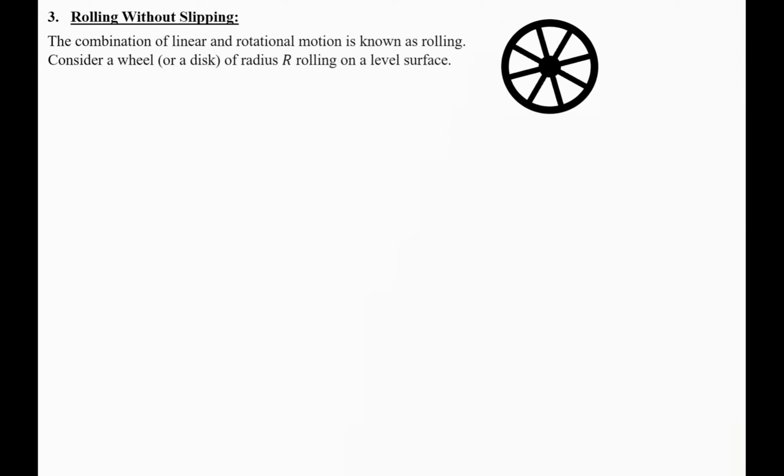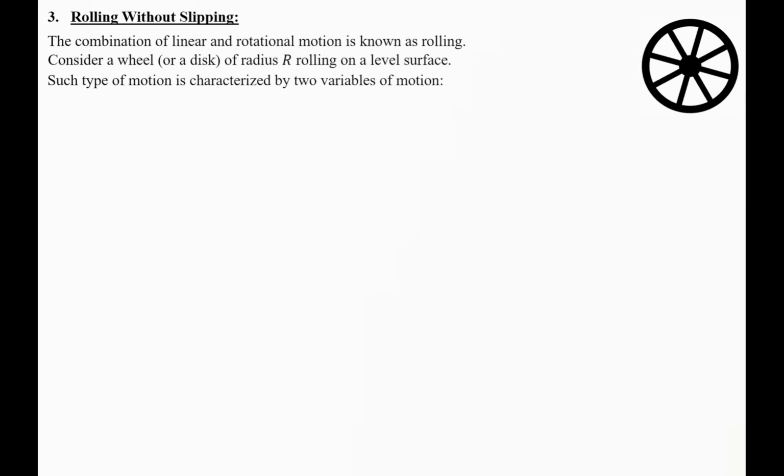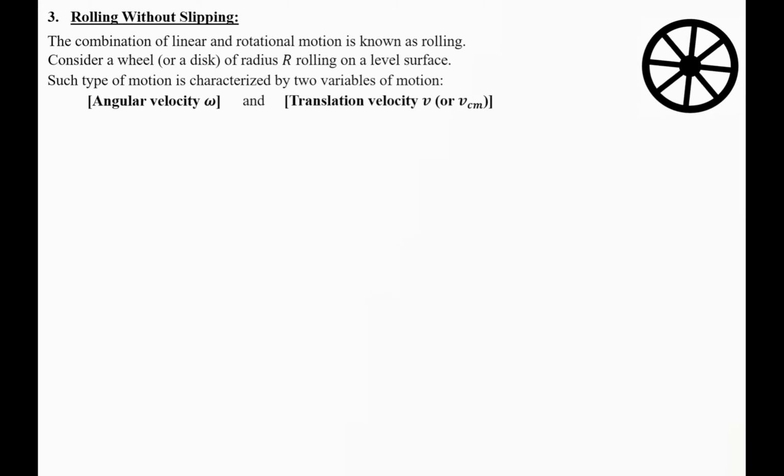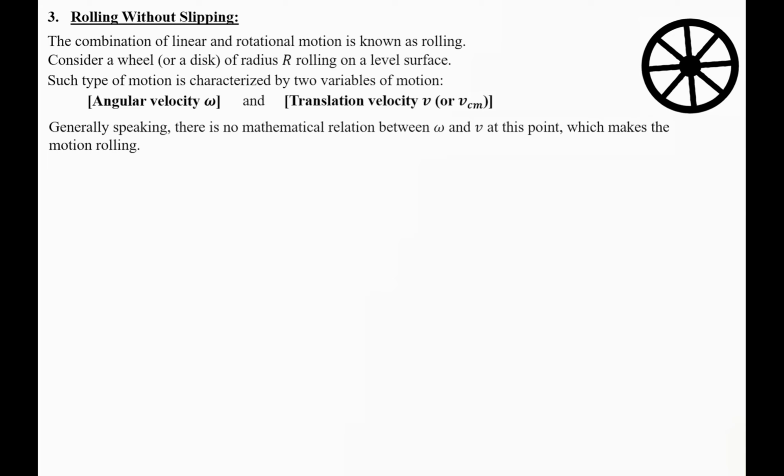Now section 3, rolling without slipping. This is very important. The combination of linear and rotational motion is known as rolling. Consider a wheel or a disk of radius r rolling on a level surface. Such type of motion is characterized by two variables of motion given by the angular velocity omega and the translational velocity v, or v of the center of mass. Generally speaking, there is no mathematical relation between omega and v at this point, which makes the motion rolling.